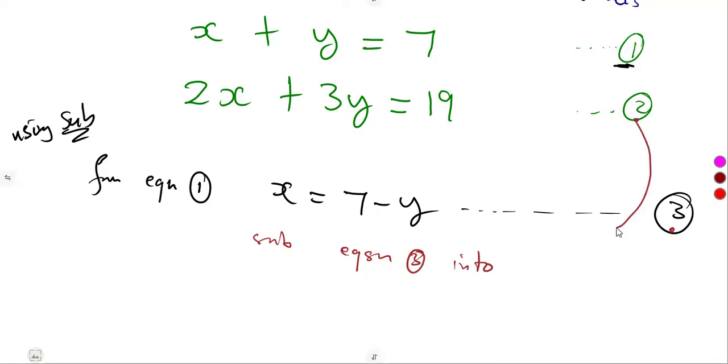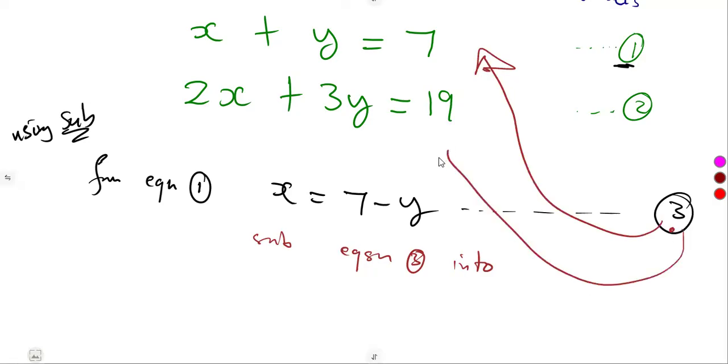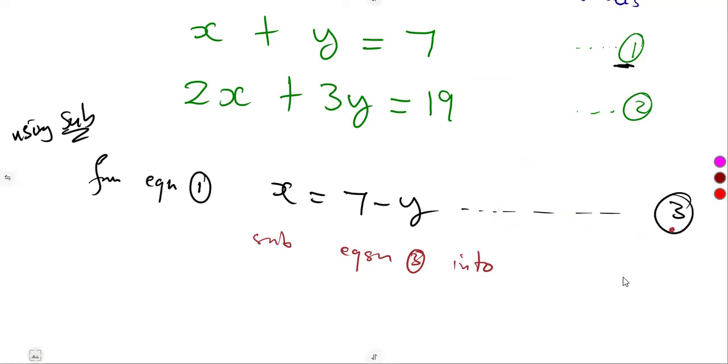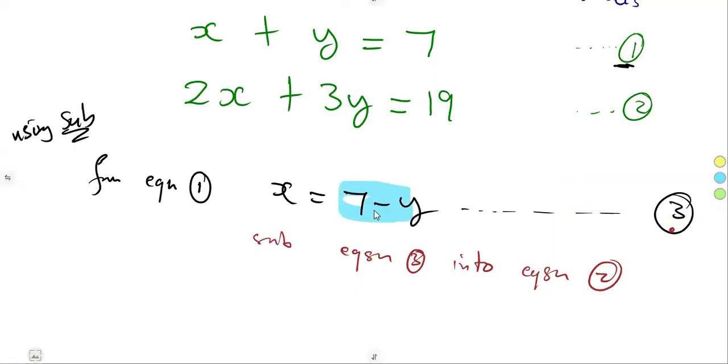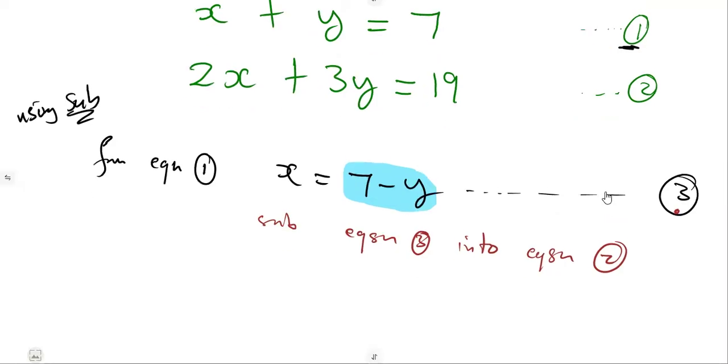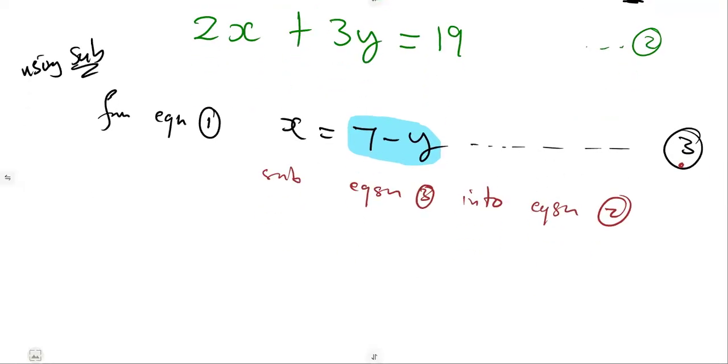Remember, we made x the subject from equation 1. So you substitute into the other one, which is equation 2. In place of x, wherever we see x in equation 2, we're going to substitute 7 minus y. So let's do so, guys.